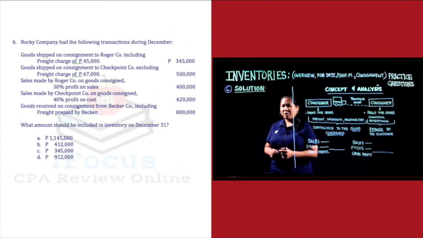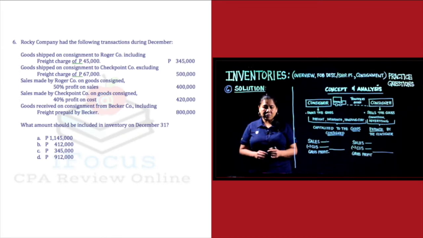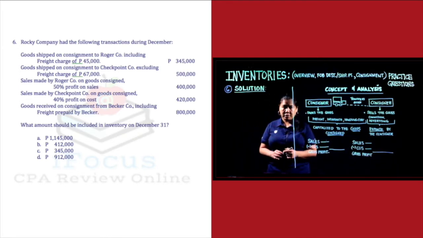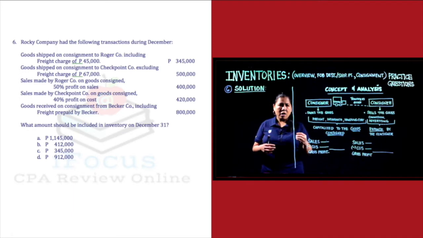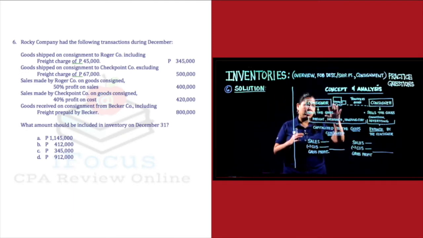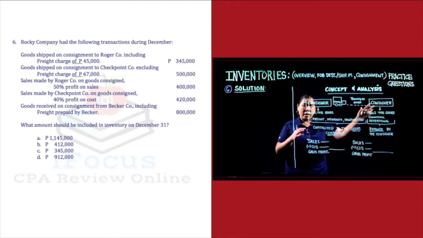Alright, question number 6. The requirement on question number 6 is: what amount should be included in inventory on December 31st? So, inventory ulit tayo dito. But most of this practice question is about a consignment. Alright? So, remember, on consignment, the consignor transfers the goods to the consignee. The consignor owns the goods while the consignee's responsibility is to sell the goods.